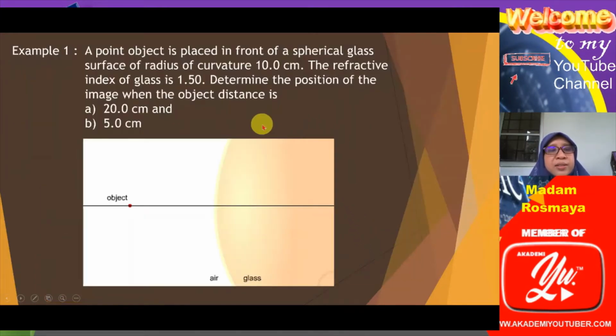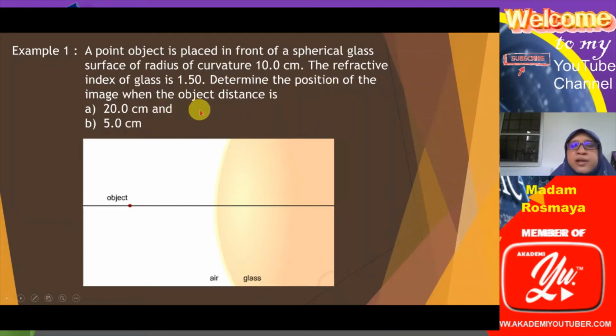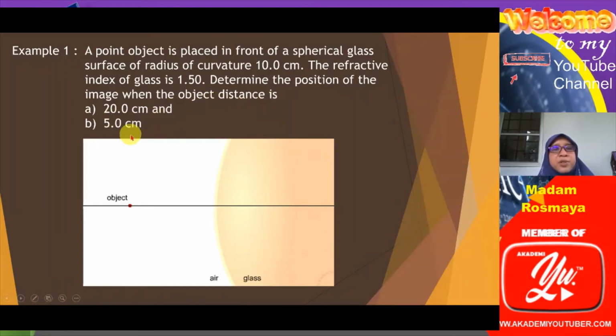Okay, let's try this question. Example 1. A point object is placed in front of a spherical surface of radius of curvature 10 cm. The refractive index of the glass is 1.50. Determine the position of the image when the object distance is 20.0 cm and 5.0 cm. So we do question A first.